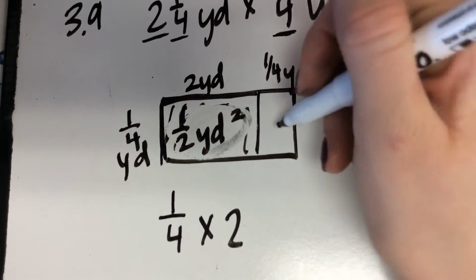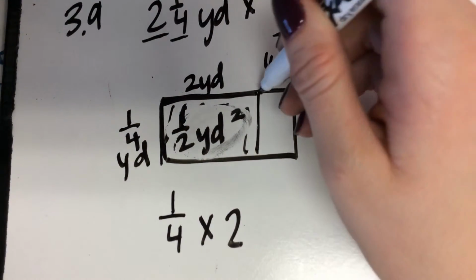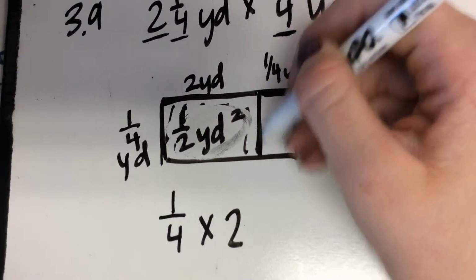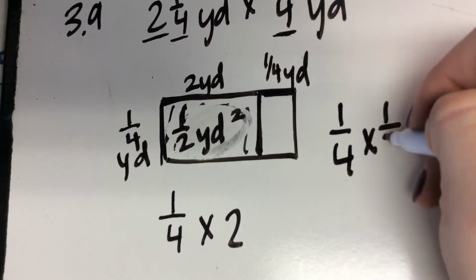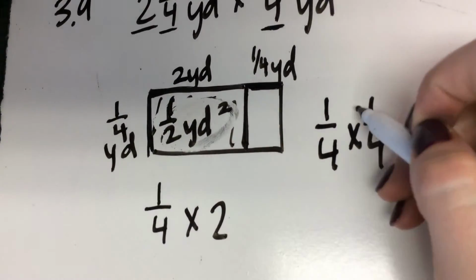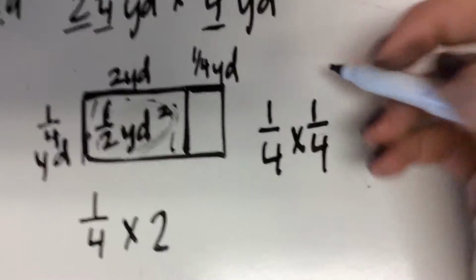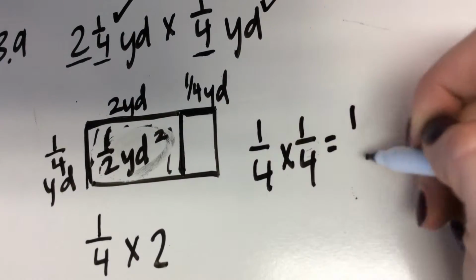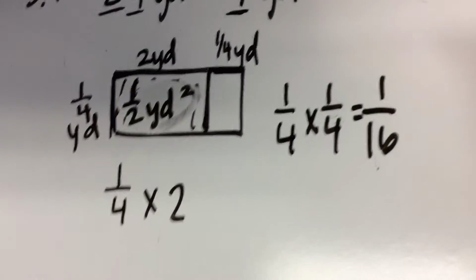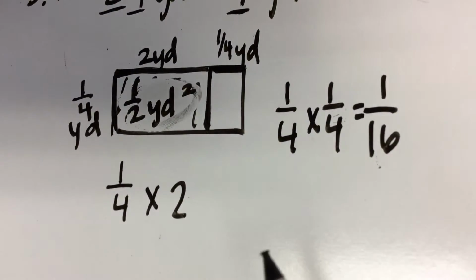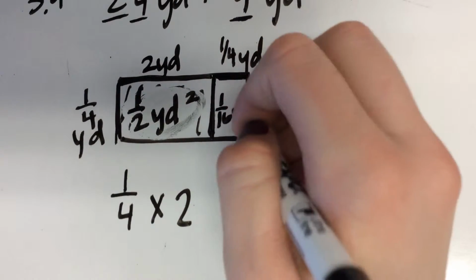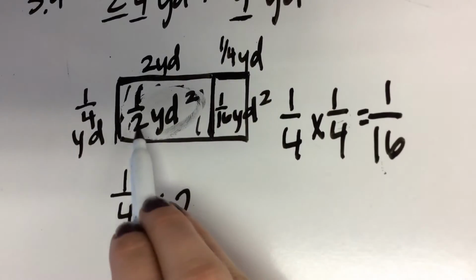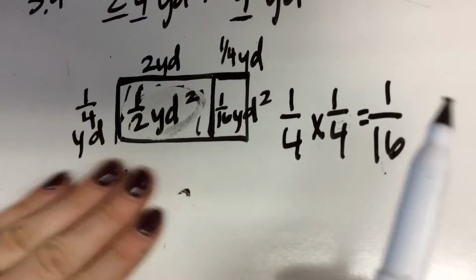Now let's find the area of the second partial product. The length is a 1/4 and the width is a 1/4. So we're going to do 1/4 times 1/4. 1 times 1 is 1. And 4 times 4 is 16. Because when we multiply fractions, we just go straight across. We don't have to get common denominators. So this will be 1/16 yard squared. Now we have to add these partial products.